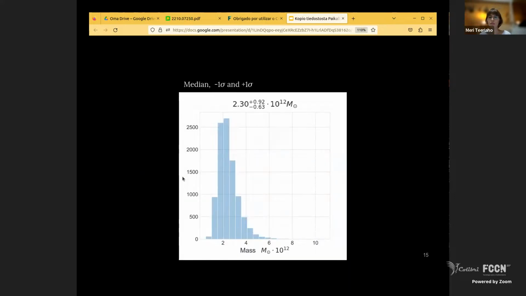Then we can plot all the mass values that we got, so the 10,000 Local Group mass values. And then we can get the median out of the histogram and also the minus sigma and plus sigma values. And here is the result. So we got that the mass of the Local Group is 2.3 times 10 to the 12 solar masses. And there are also the errors.